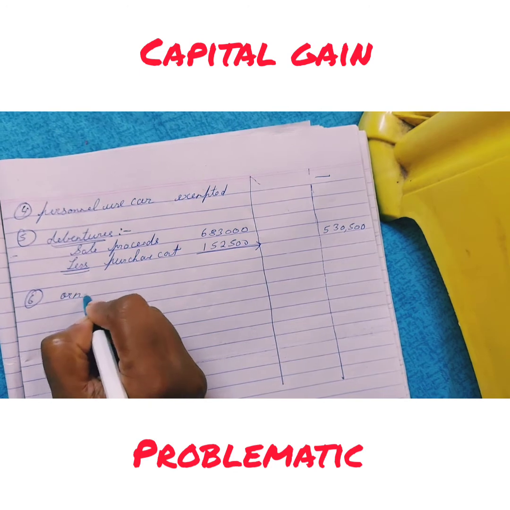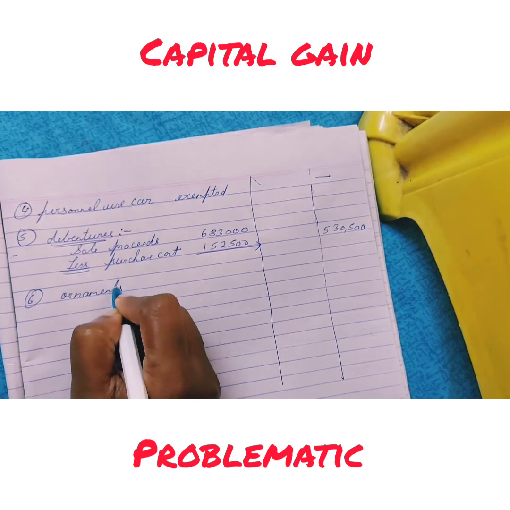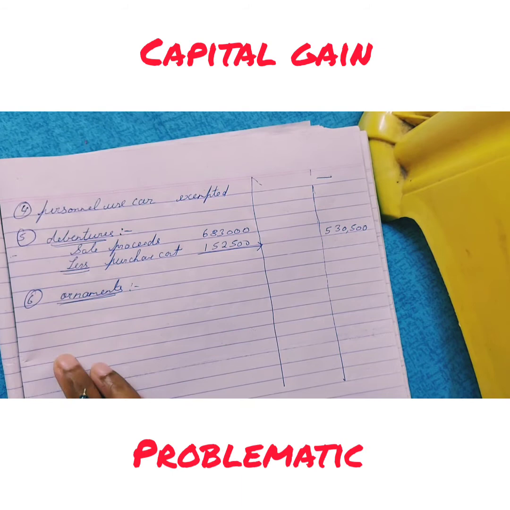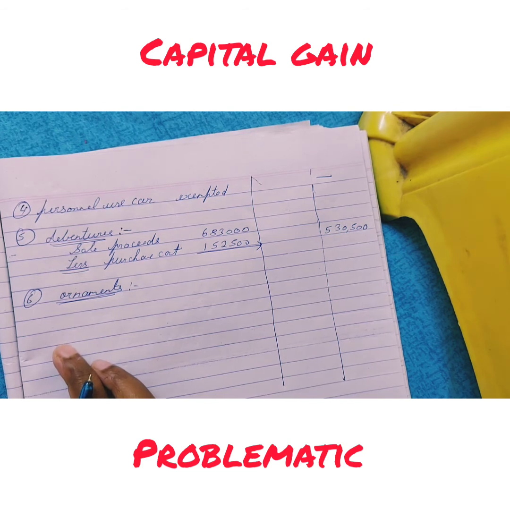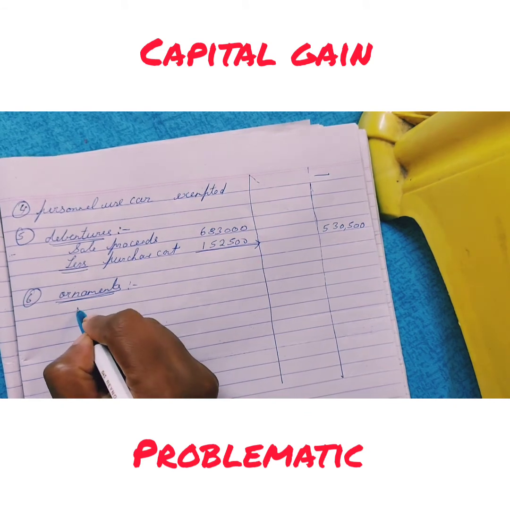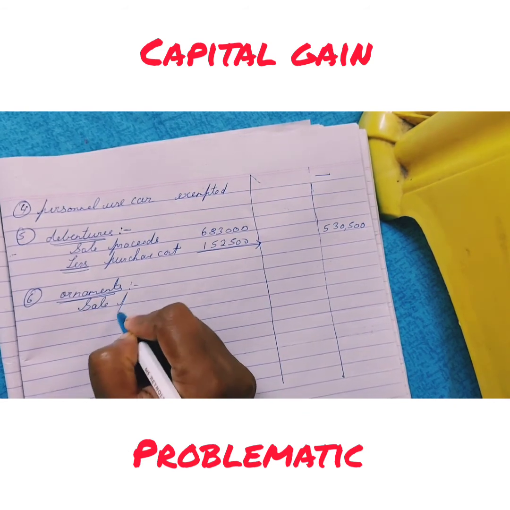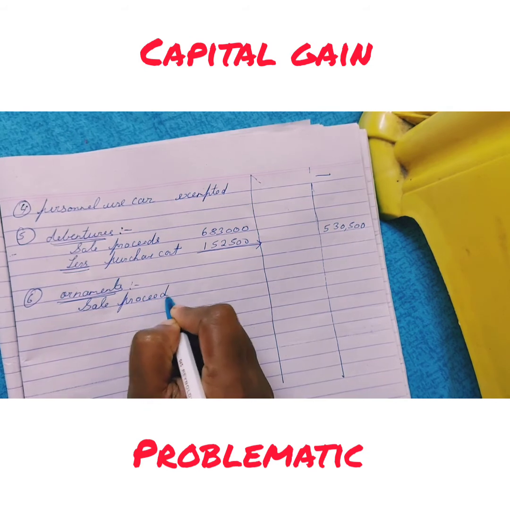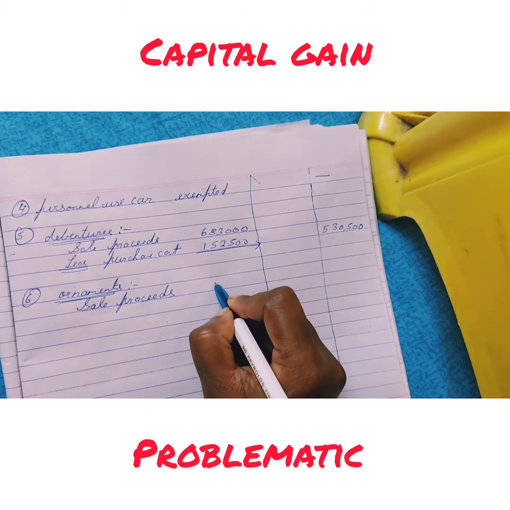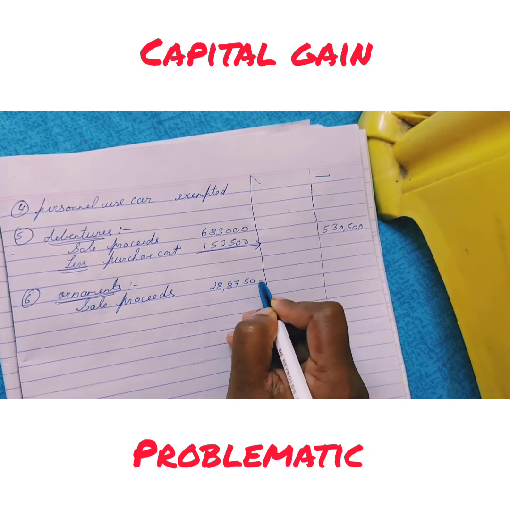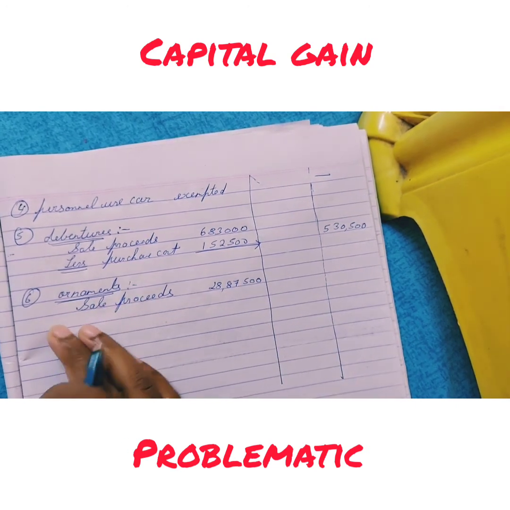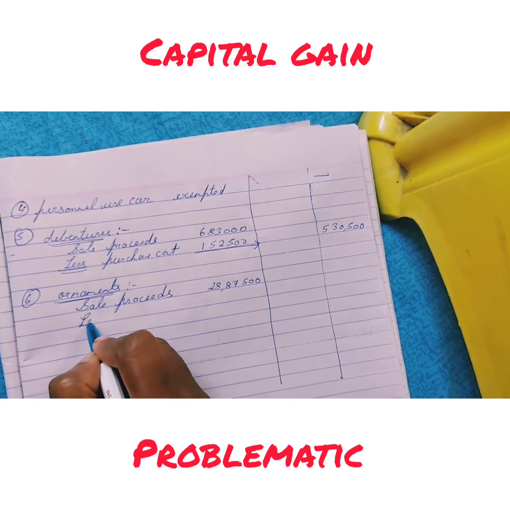Next, the sixth one is gold ornament. It is nothing but gold ornaments. So for gold ornaments, they have given the sales price, then the cost of purchase price is given, and then the fair market value is given. All three are given. So now, always start with sale proceeds. So the sale proceeds of gold ornament is 28,87,500.